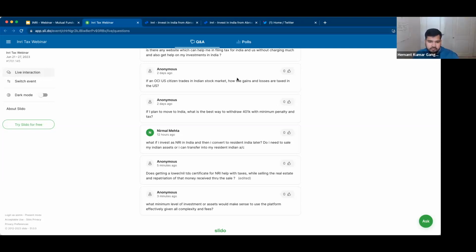Got it. Next question, what minimum level of investment or assets would make sense to use the platform effectively given all complexity and fees? We believe that currently the offering that we have, which is onshore Indian mutual funds, provides a better way to invest in India compared to investing in US based ETFs that are tracking India, primarily because of the higher cost involved in tracking the dollar as well as maintaining the hedge against Indian assets. In terms of minimum level of investment, you could start with as little as $1,000, but a higher amount, as good as $5,000 or even $10,000, should safely accommodate such complexity. However, I feel the complexity that we are solving should make it easy for any investor of any size to get started.